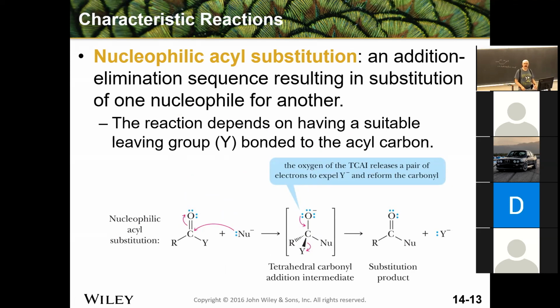Right, this is the dominant mechanism for carboxylic acid derivatives. And one thing that will help you narrow down the possibilities is that carboxylic acid derivatives are commonly either converted to carboxylic acids or to other derivatives.